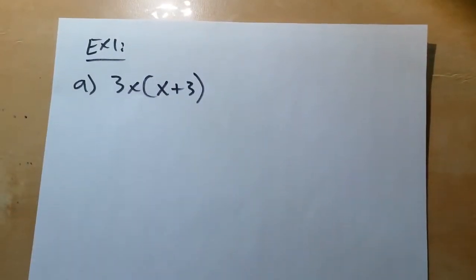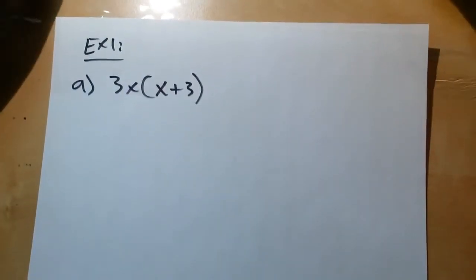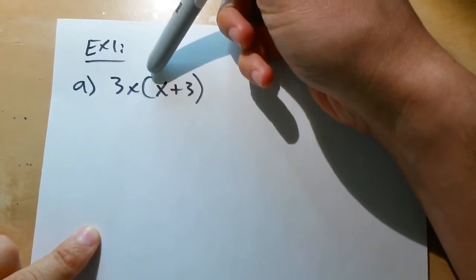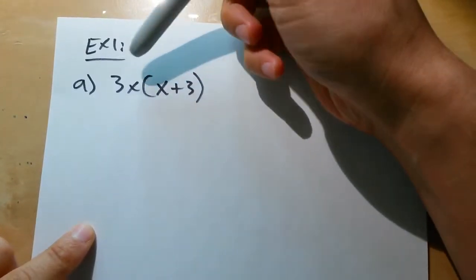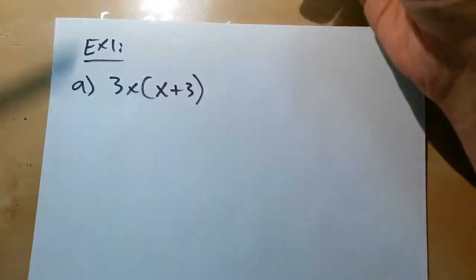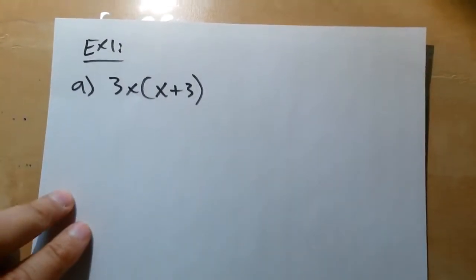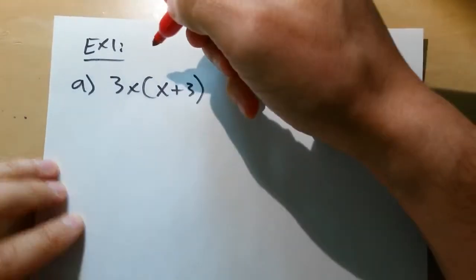Now what are we looking at here? We're looking at two expressions, two terms, right? What do we have? 3x here, and we have in brackets x plus 3. So what do we use to expand this, to multiply these two terms? We use the distributive law, right?